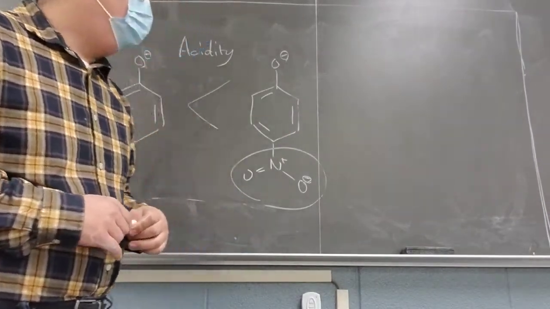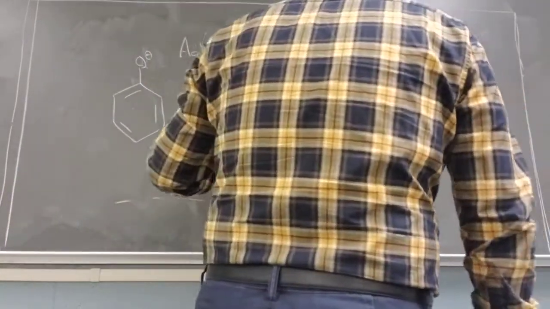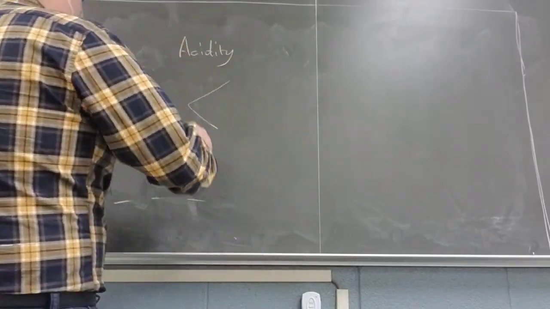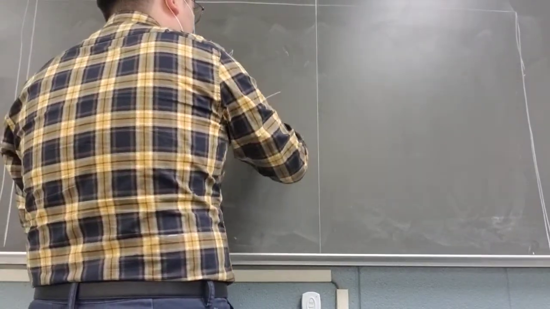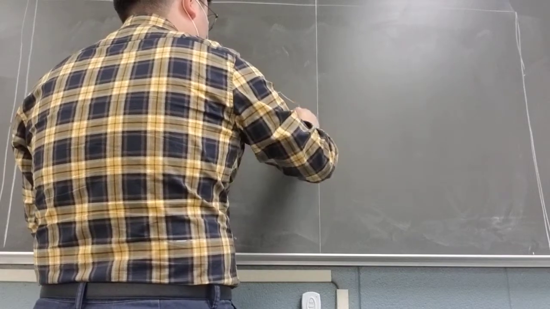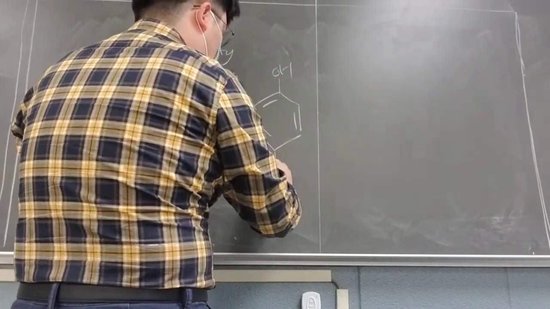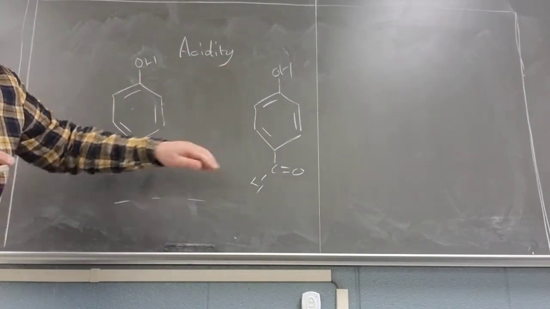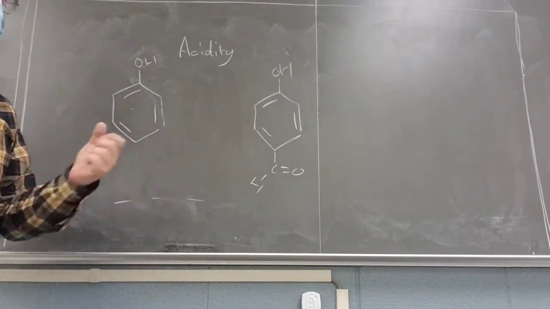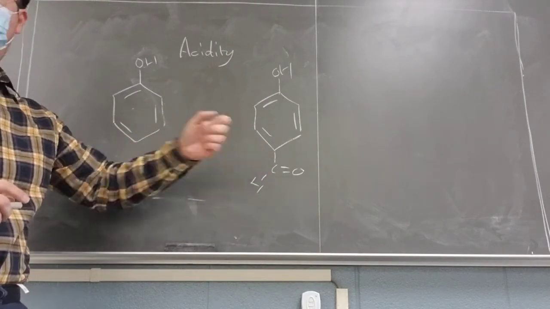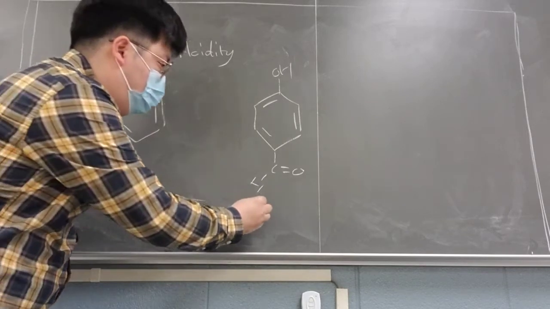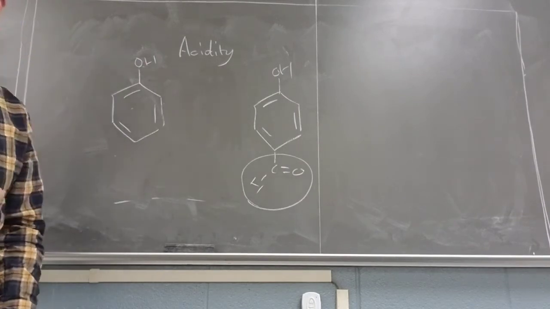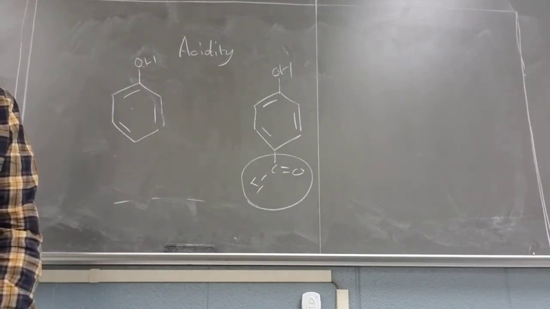Okay, so I'll give you one more example here. You have a phenol here. You have a para-hydroxybenzaldehyde here. Which one do you think is the stronger acid, this one or this one? This is 1 and 2. Which one will be the stronger acid? And by the way, this is also an electron-withdrawing group. So which one will be the stronger acid, do you think? 1 or 2?